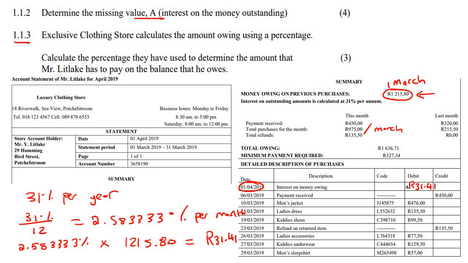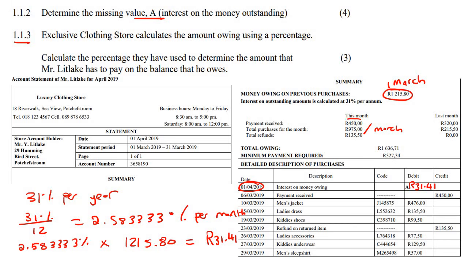Okay, exclusive clothing store calculates the amount owing using a percentage. Calculate the percentage they have used to determine the amount that Mr. Letlake has to pay on the balance that he owes. Now, they have not worded that question very nicely. So what we can see here is that on the 1st of March, this is how much money this person owes. Okay, then they made a payment.